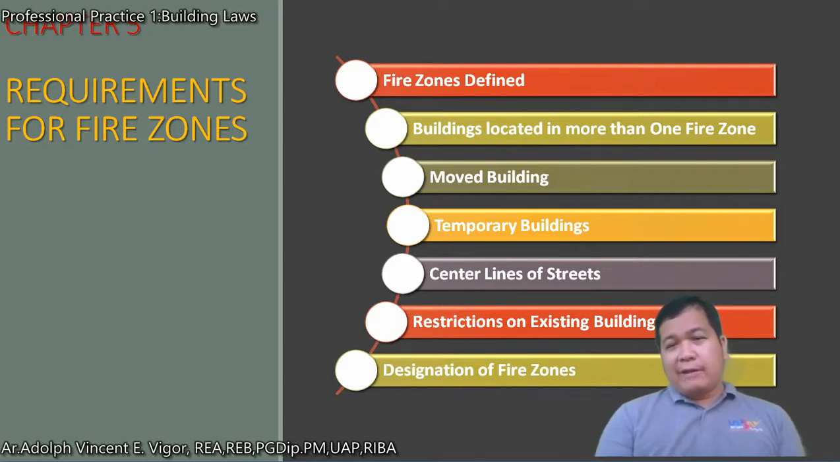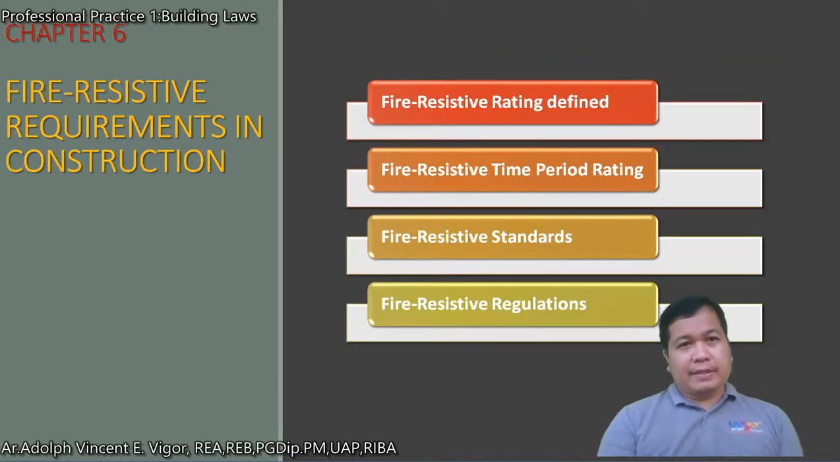Okay. Then fire. I think you can see in RA 9514, which is the Revised Fire Code of the Philippines, in detail the different standards to comply with the fire safety protocol. Then we have Chapter 6 about fire resistive requirements in construction. Okay, so you have fire resistive rating defined, fire resistive time period rating, fire resistive standards, and fire resistive regulations.